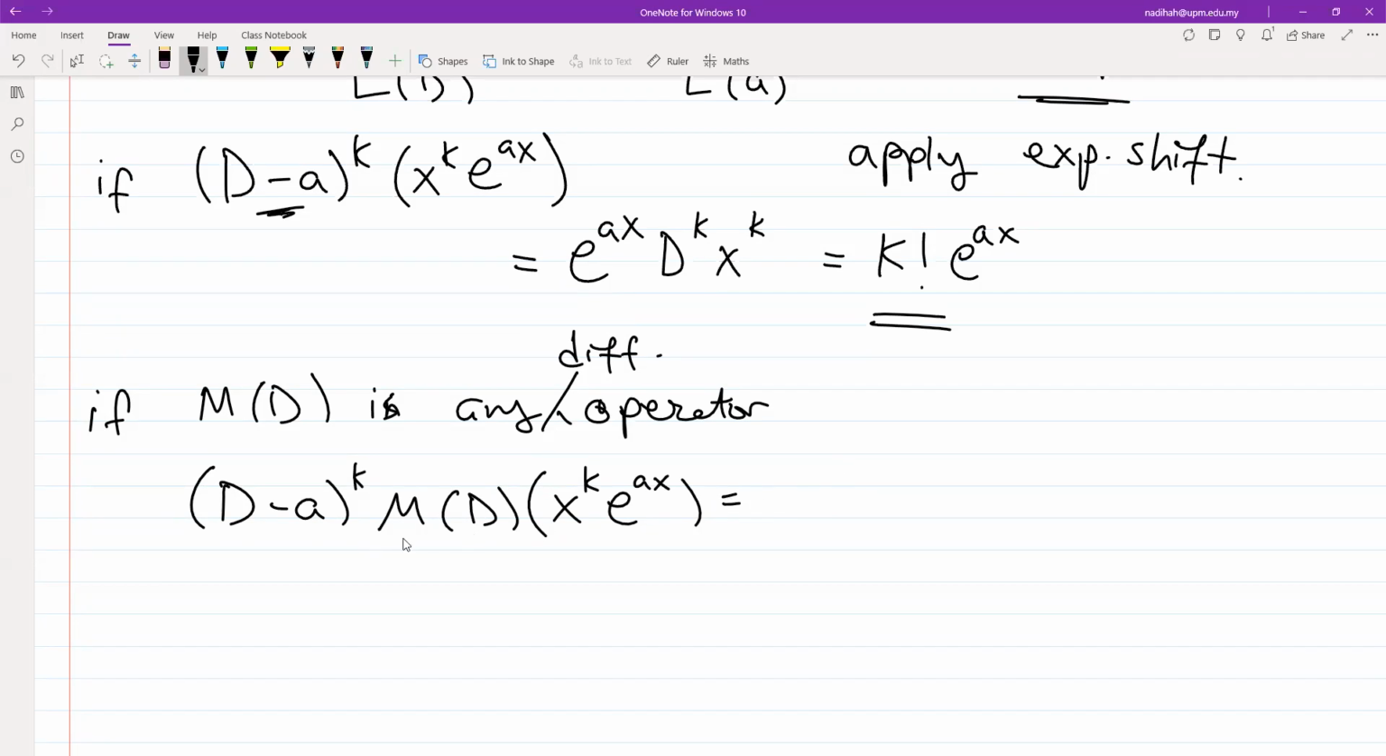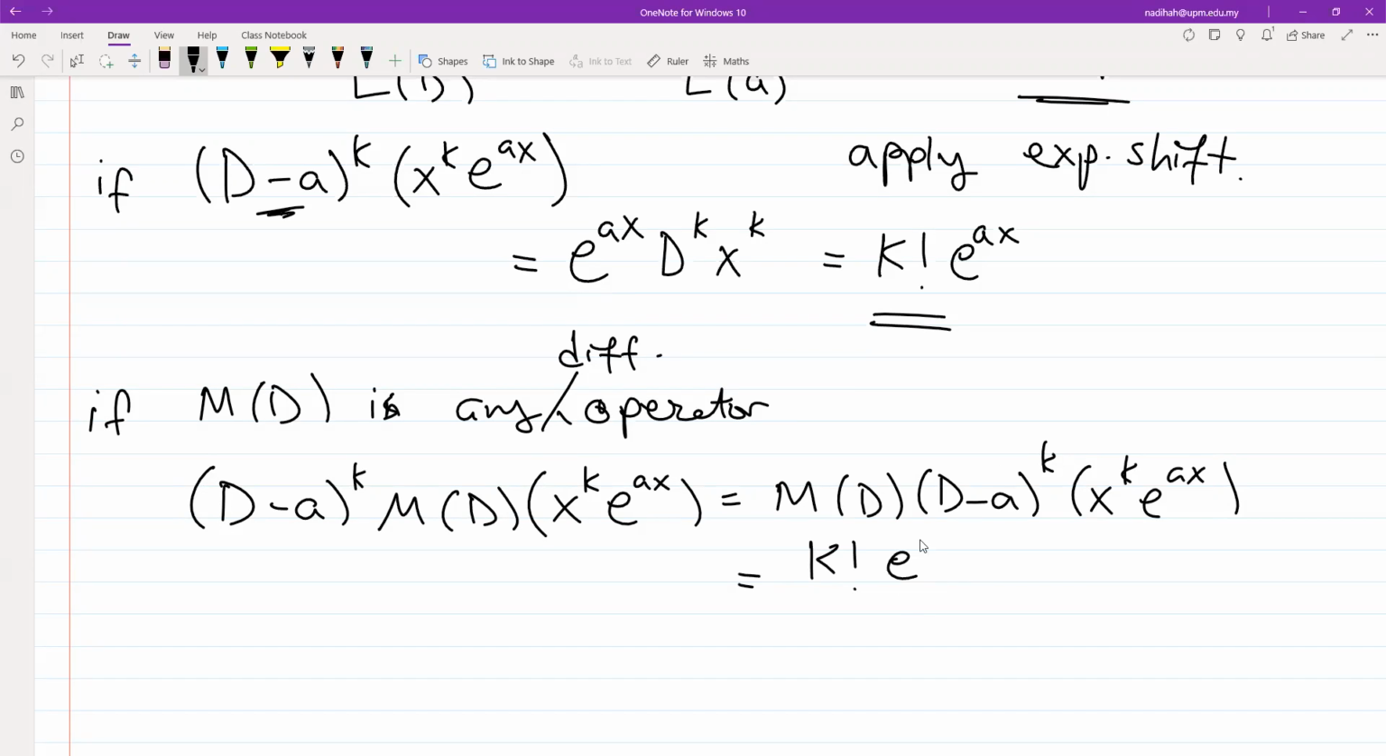Dan saya akan dapat, saya keluarkan, yang ni adalah macam multiplication saja. Saya akan keluarkan M of (D minus a)^k times x^k e^(ax). So yang ni kalau saya solve, dia akan dapat k factorial e^(ax) dengan M of a. Ini kena derive sikit lah. Try to do it on your own.